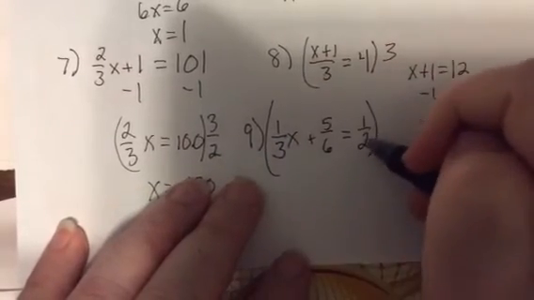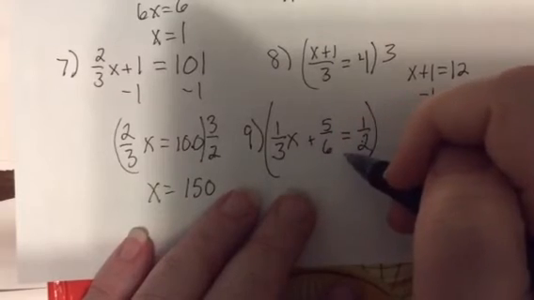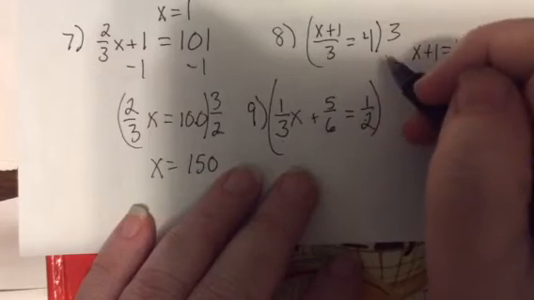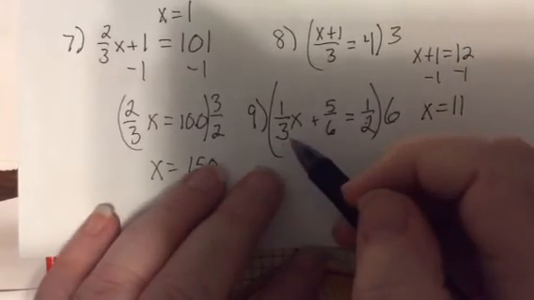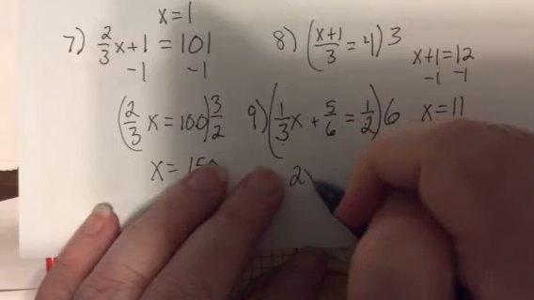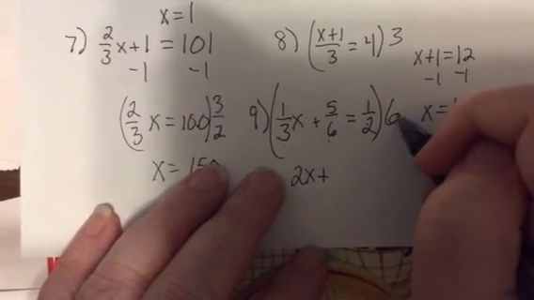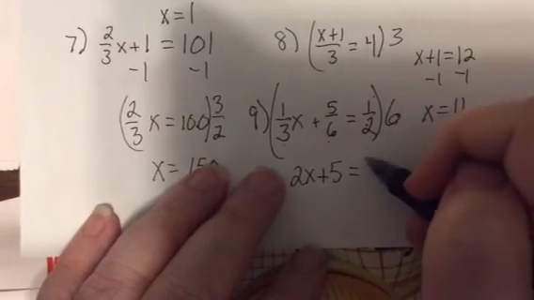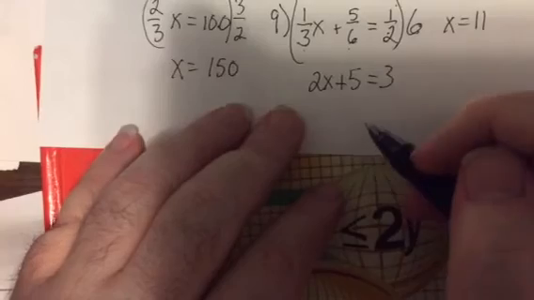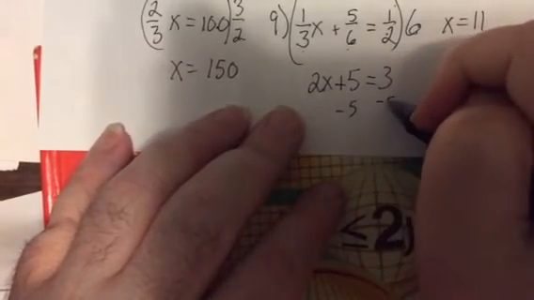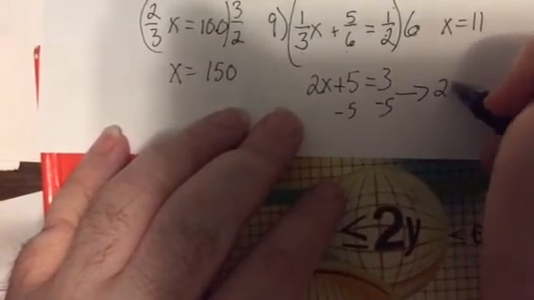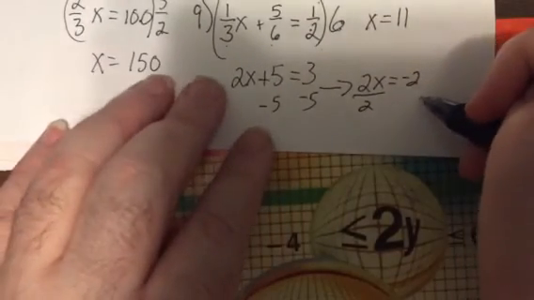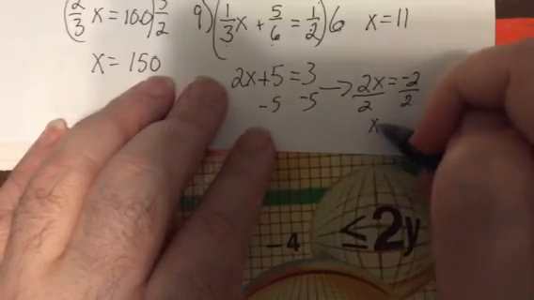And here, the LCD, get rid of that denominator, kids. This is the easiest way. So 3 goes into 6, 6 goes into 6, and 2 goes into 6. So 1/3 of 6 is 2. 6 going into 6 one more time. So it's 1 times 5 is 5. And half of 6 is 3. So I'm going to subtract 5. 2x equals negative 2. So x equals, when I divide by 2, negative 1.